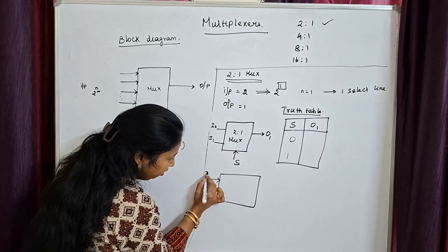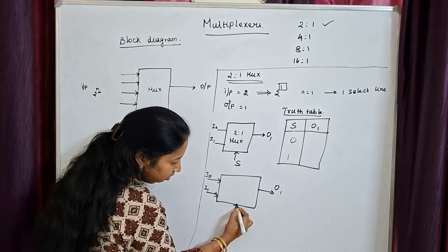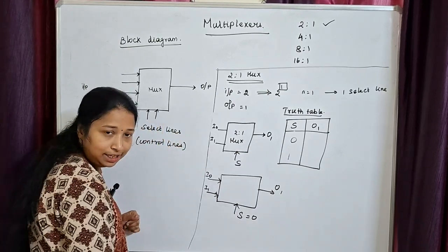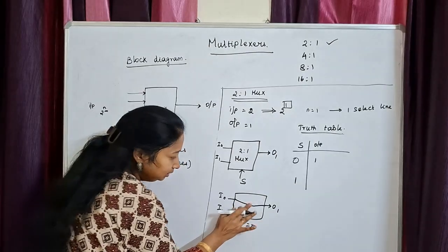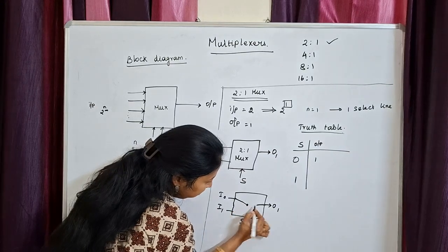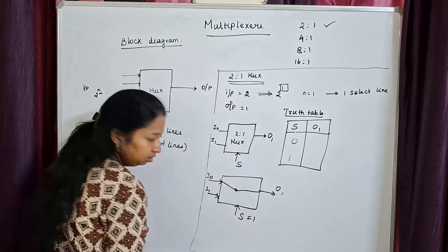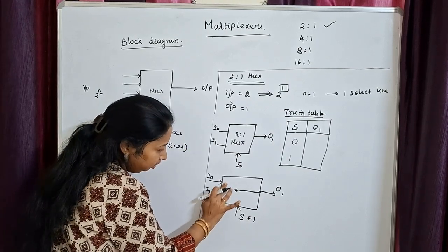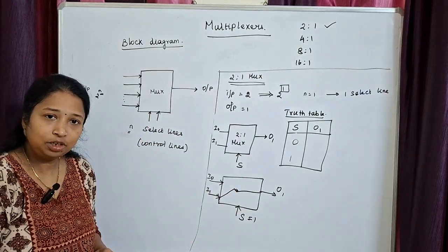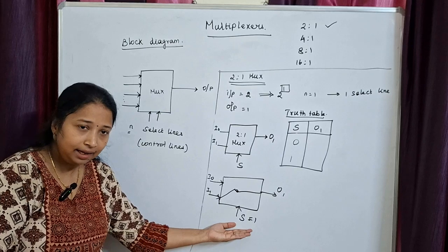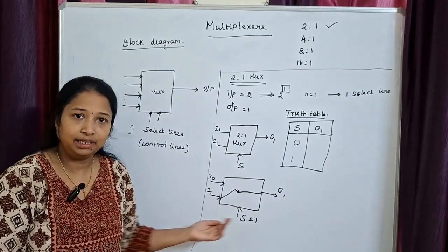Say these are my inputs I0 and I1, and I have got only one output, O. Depending on S, if S is equal to 0, then I will route I0 to my output. Is it clear? It is something like a switch that gets connected. In case my S value is equal to 1, then I'll be routing I1 to my output. Understood? This is how I'll be deciding which input has to be routed to your output, based on your select line.